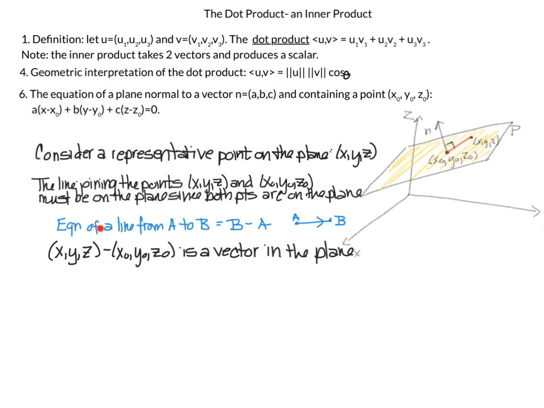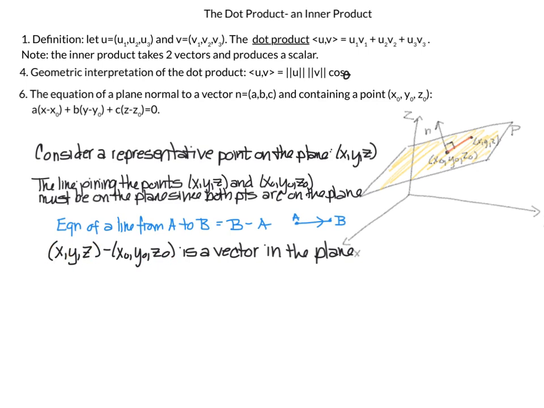I've reminded you of the vector from A to B. We talked about this when we were talking about subtracting two vectors in one of my first videos. So the vector from A to B is equal to B minus A, and there is a direction associated with this, from A to B in this arrow. In our example, x, y, z minus x naught, y naught, z naught is the vector from x naught, y naught, z naught to x, y, z.